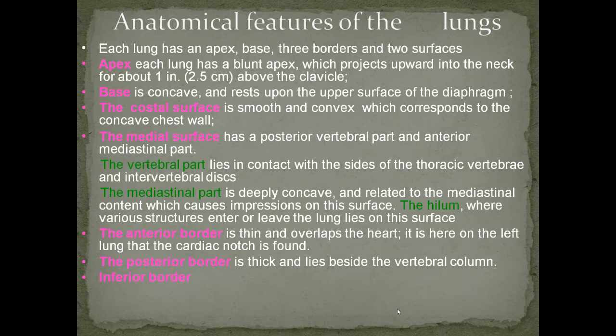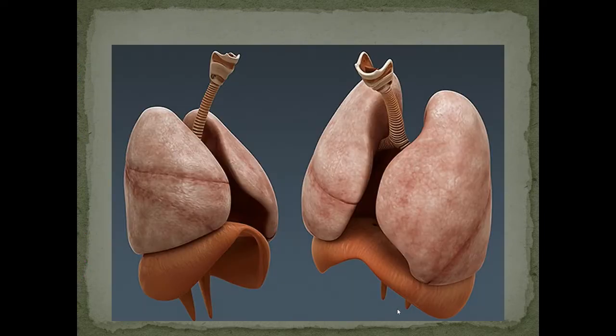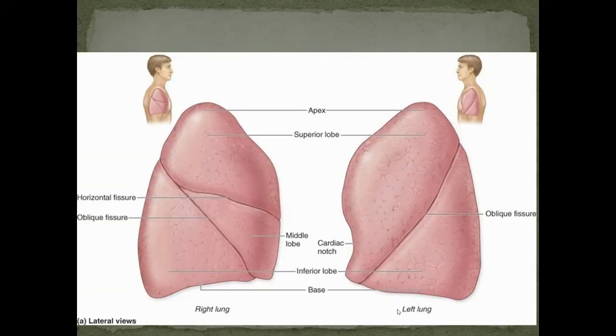Anterior border is thin and overlaps the heart. It is here, on the left lung, that the cardiac notch is formed. The posterior border is thick and lies beside the vertebral column. We can see very clearly in this picture all the borders, apex and base.